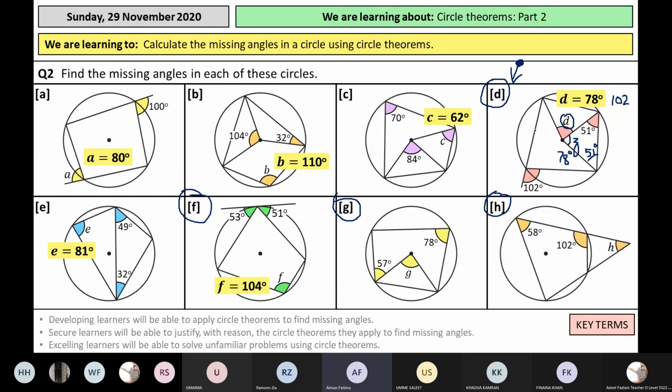78. What is the reason behind? Subtract from 180 again. Why from 180? The angles on the same line equal to 180. No, is it the same line? This is not a straight line. No, this is not a straight line.